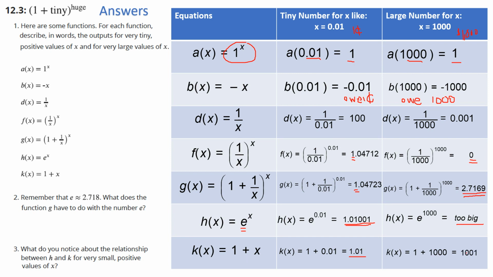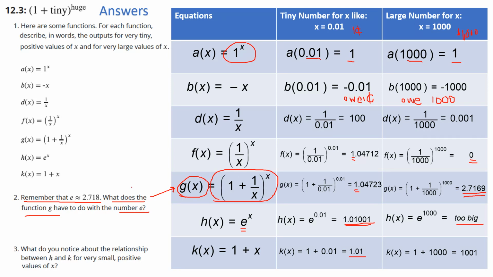So now that I went over these equations and what happens with them when you plug in small numbers and what happens when you plug in big numbers, now I want you guys to answer this question. It says, remember that e is approximately 2.718. Okay, that's what e approximates to. So now you're going to answer this question. What does the function g, so this function here, have to do with the number e? So go ahead, look at what we did here and type in your answer. Go.